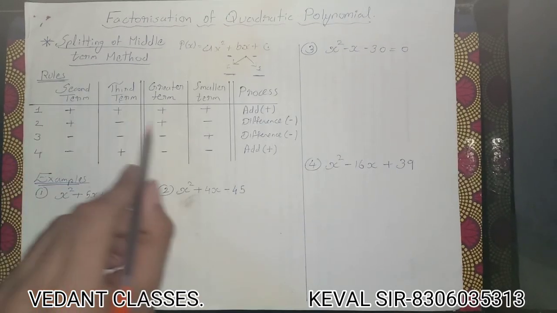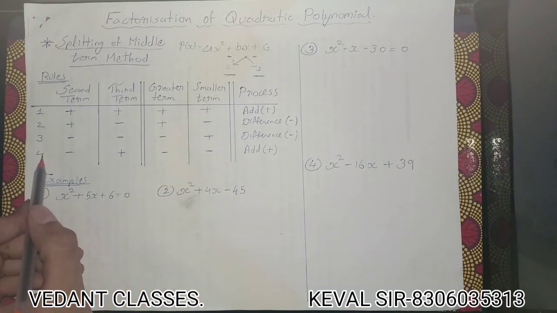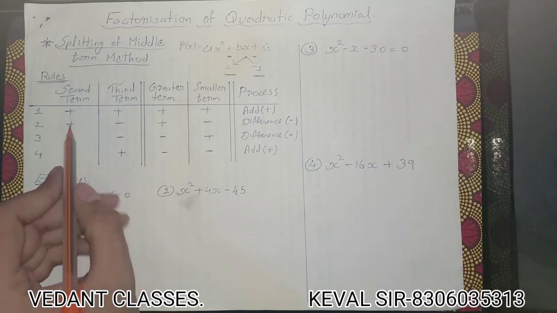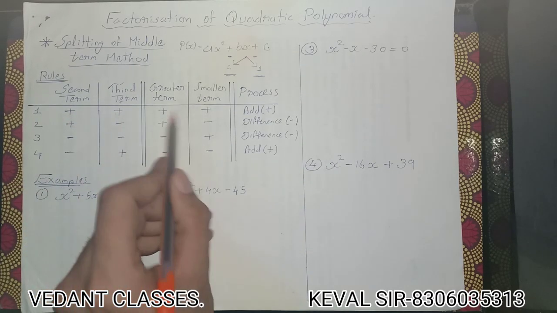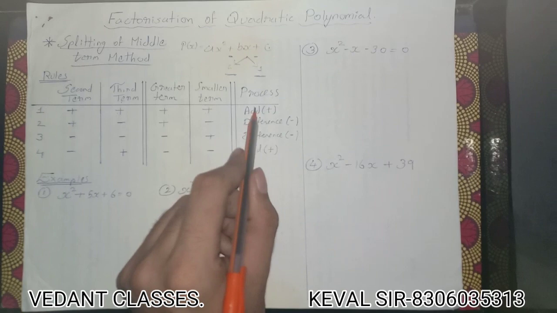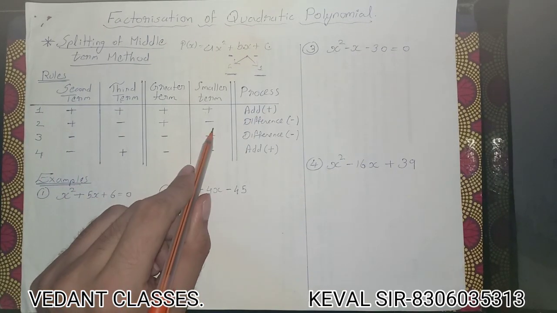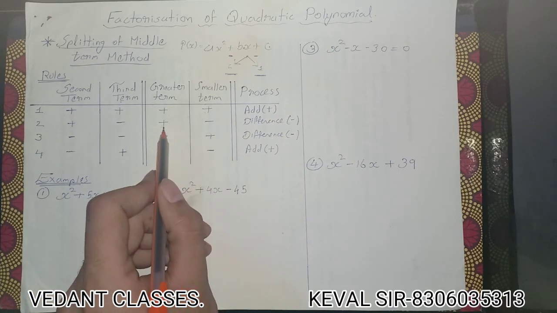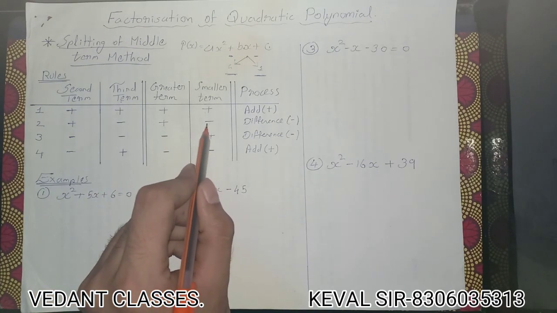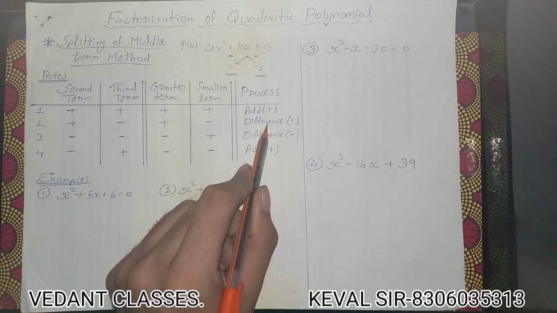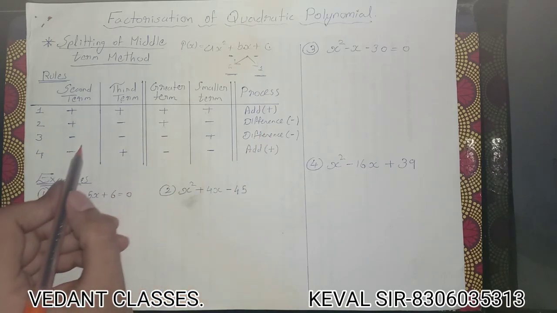In the first two cases it will remain the same. In the third and fourth cases it will slightly change. Now see, plus plus, then it will be plus plus, and the process you need to carry out is addition. Now see, plus minus, then it will be plus minus. Greater term sign will be plus and smaller term sign will be minus, and you just need to carry out the difference process.